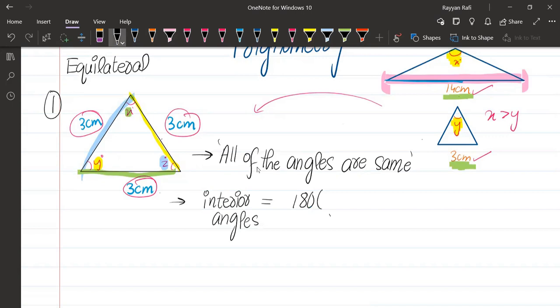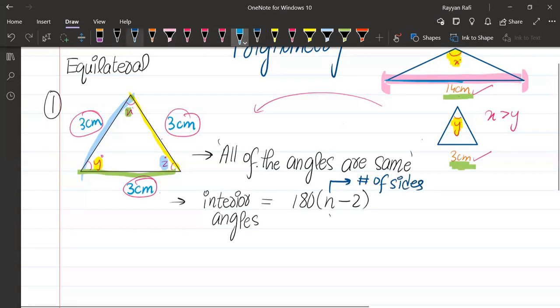180 multiplied by n minus 2, where n is the number of sides. We don't really need this here, but we previously already know that all of the angles in a triangle have the sum of 180.